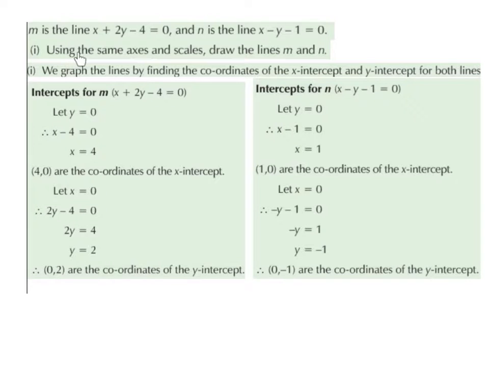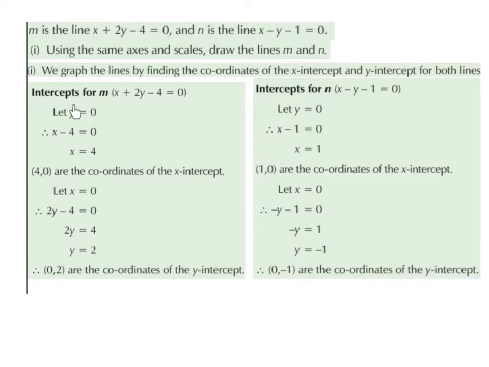So part 1. Using the same axes and scales, draw the lines M and N. We graph the lines by finding the coordinates of the x-intercept and the y-intercept for both lines. So basically, for both lines, we let y equal 0 and find an x value, and that's going to be one of our coordinates. And then we let x equal 0 and we find a y value, and that's going to be our other coordinate. So starting off with line M, which is x plus 2y minus 4 equals 0.